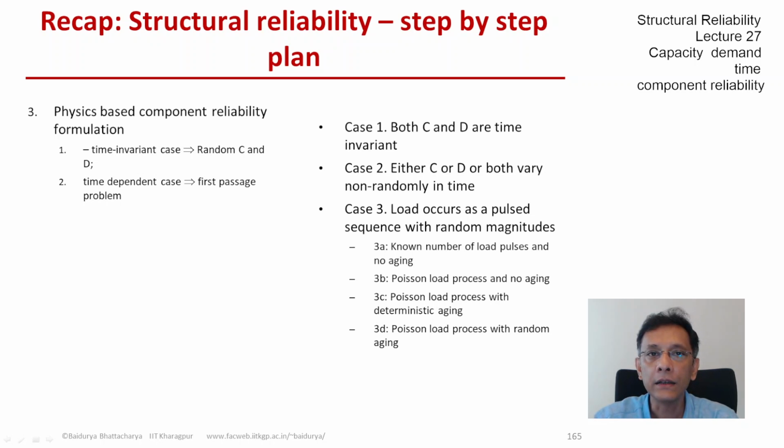We did not consider any aging at first, but then we introduced aging as well in case 3c, but that aging was deterministic, not random. I have been asked whether it is possible to bring in random aging as well, and that's why I have included case 3d, where the loading process is Poisson, the load magnitudes are IID and independent of the strength type variables, but the aging can be random in nature. There is nothing in the formulation that restricts us from doing that.